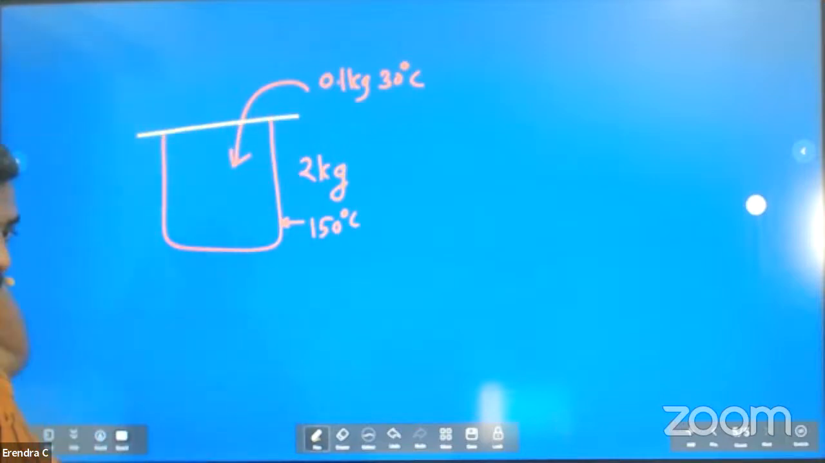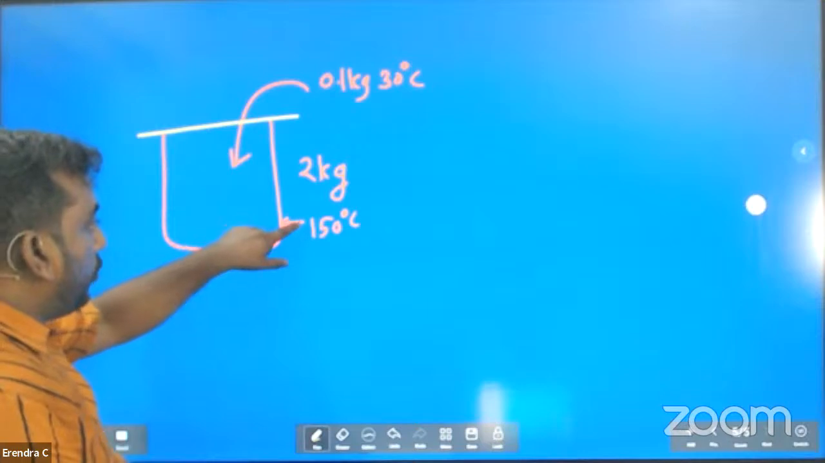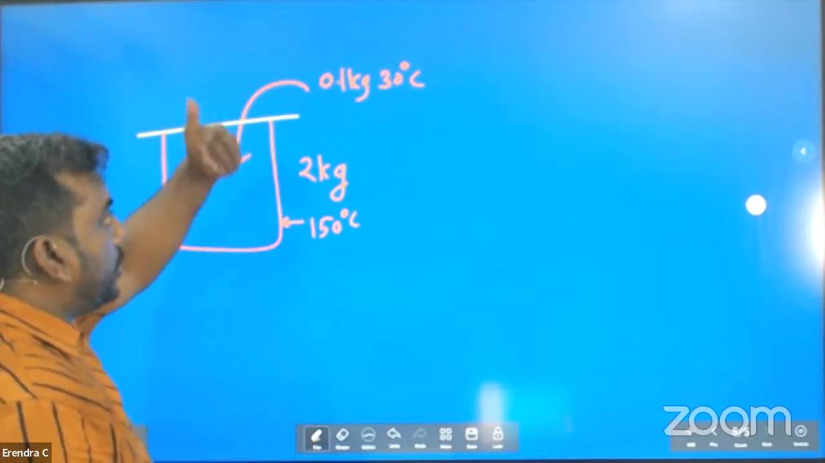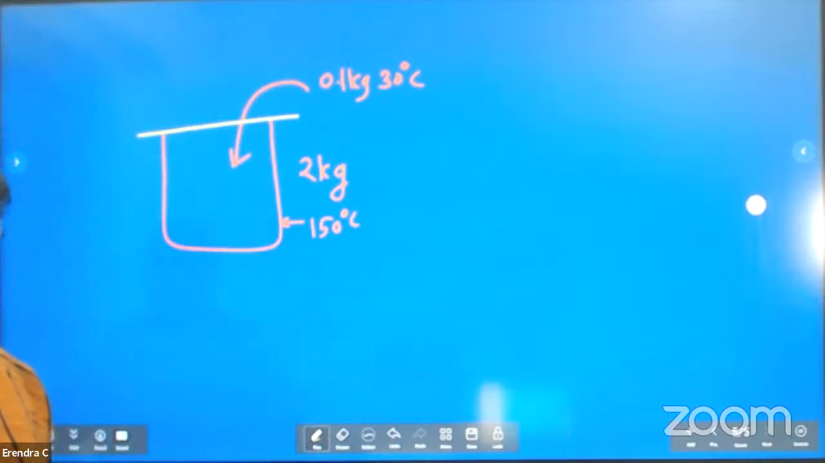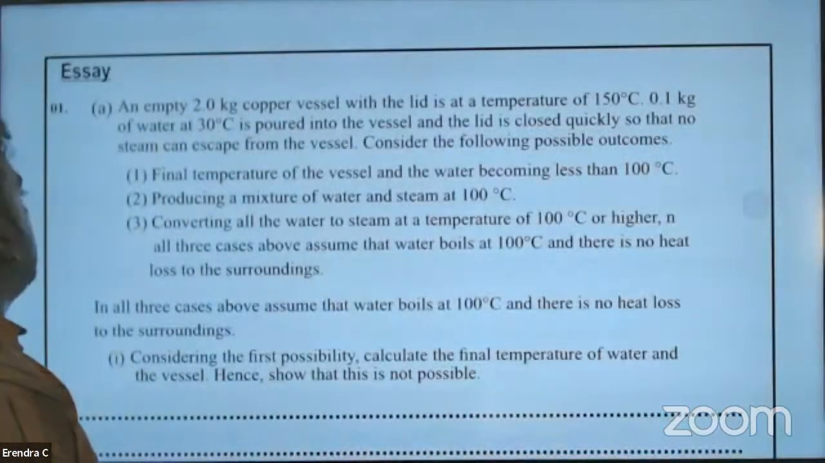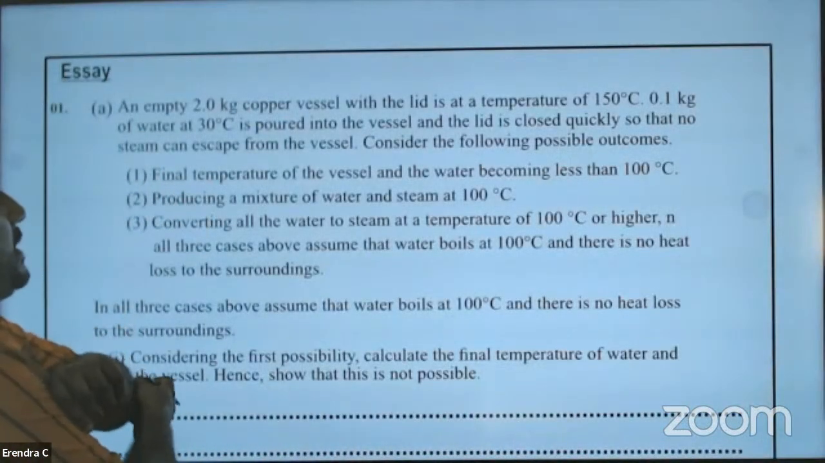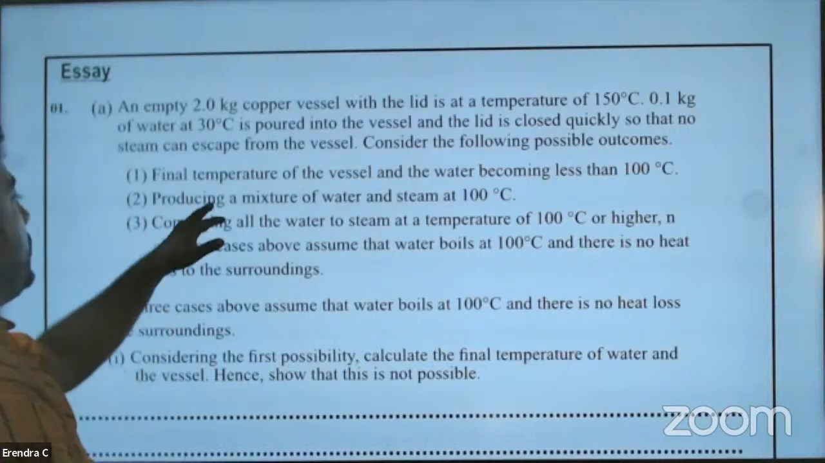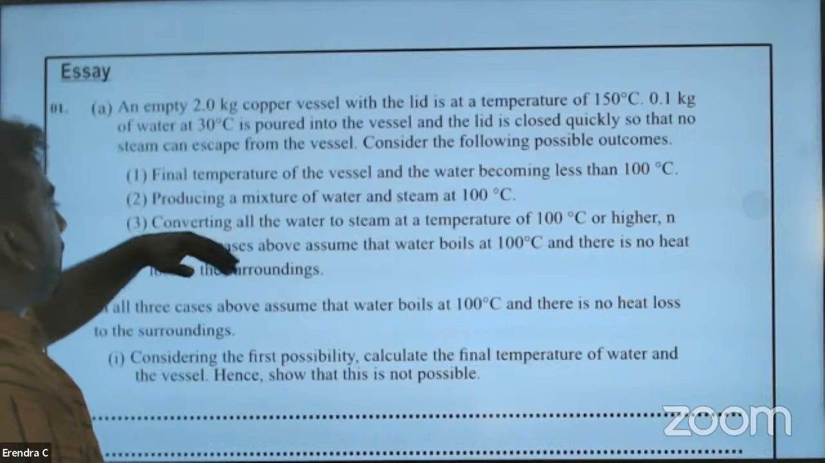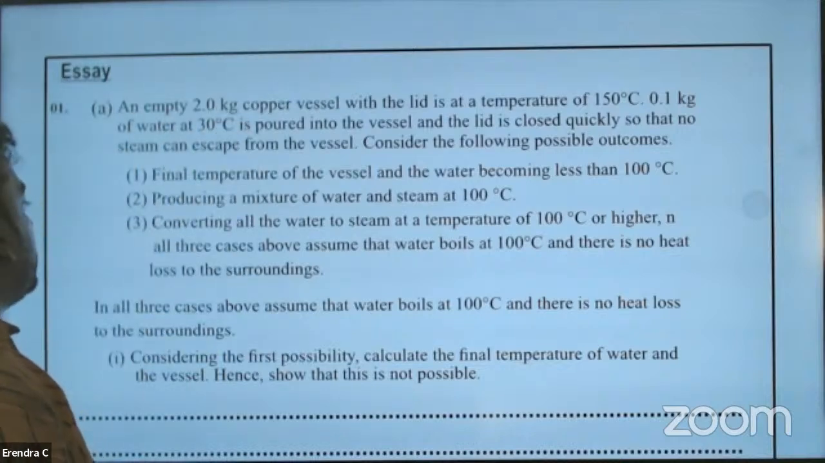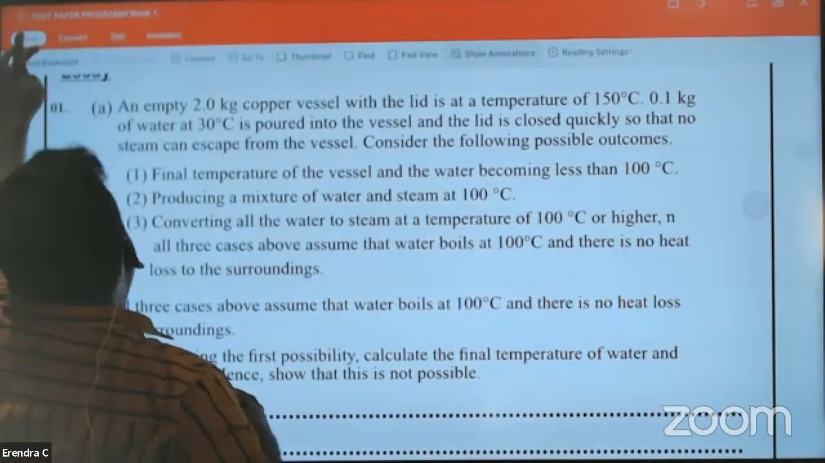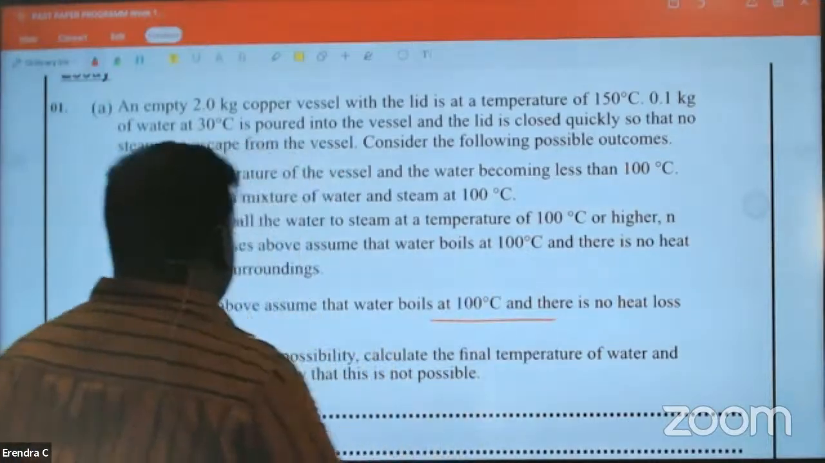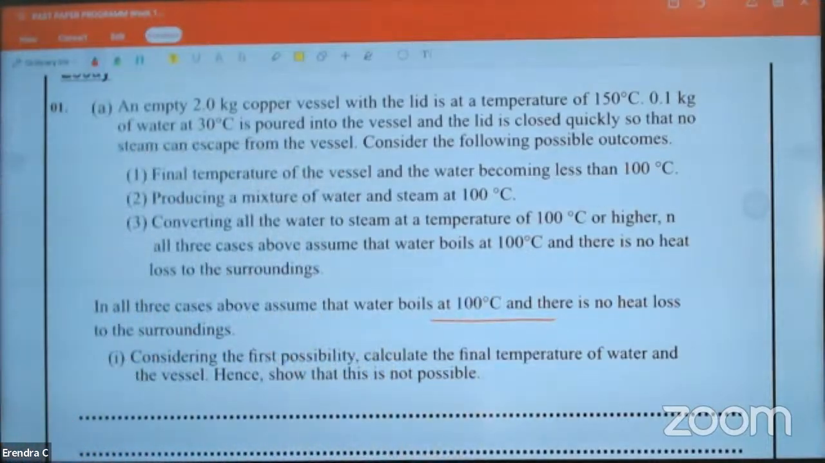Here you go. What's happened? Who will give heat? The vessel will give heat. Who is absorbing heat? Water will absorb heat. Look. The final temperature of the vessel and water become less than 100, producing a mixture of water and vapor at 100, or converting all the water into steam at 100 or higher. Assume that water boils at 100 degrees Celsius and there is no heat loss to the surroundings. Okay, I think we can do this here.